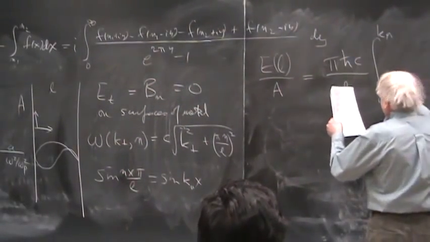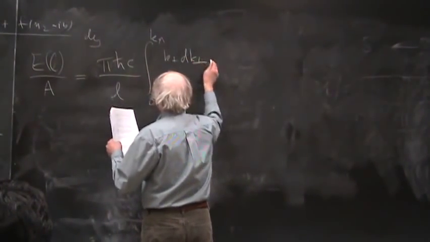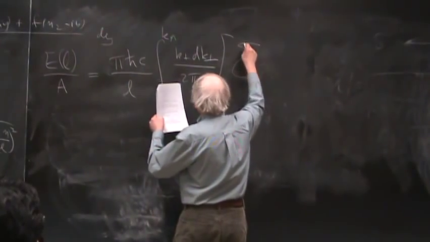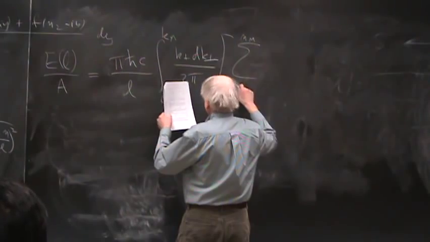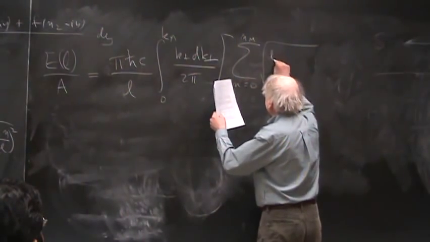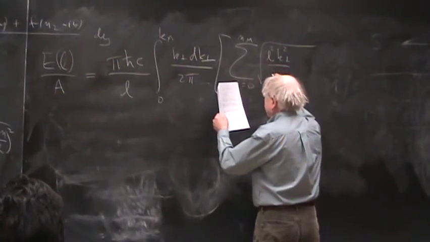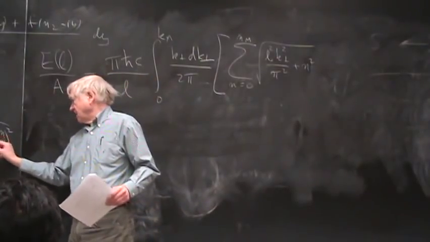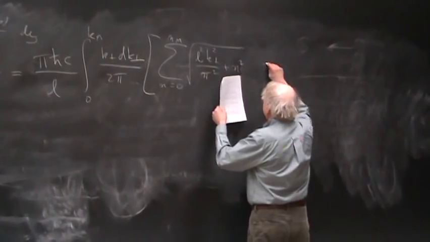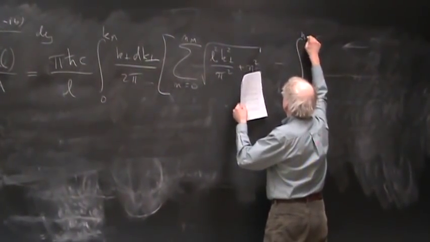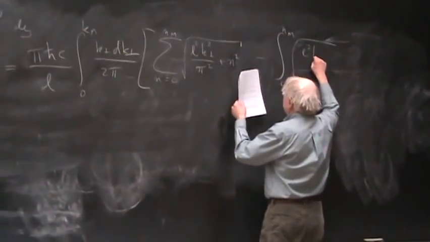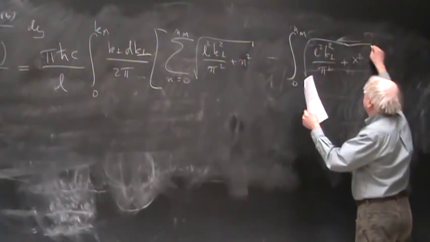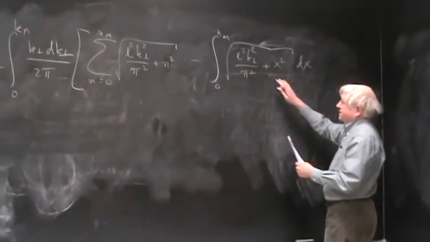Okay. And so what we have then is now the modes in k perp. I've switched to polar coordinates here, and we divide by 2 pi. Now we've got a sum up to some maximum integer, from n equals 0, of the square root of L squared k perp squared over pi squared plus n squared. So I factored out the pi over L squared. And then we have minus the integral from 0 to n sub m of the square root of L squared k perp squared over pi squared plus x squared dx. So this is the continuum contribution.